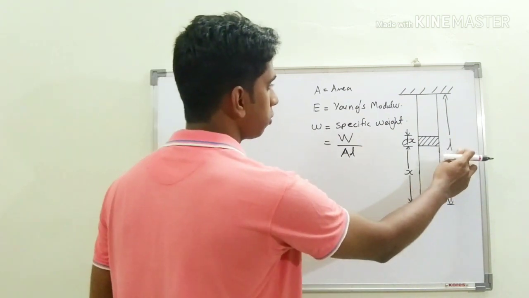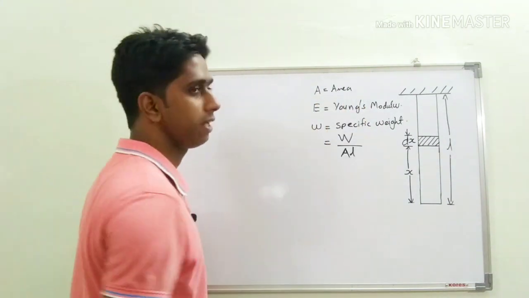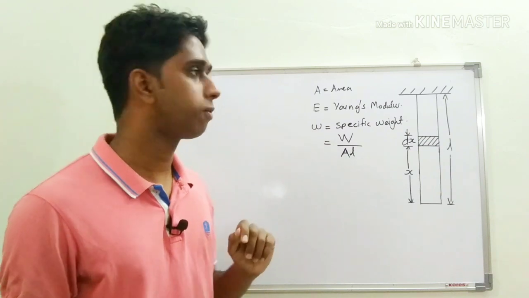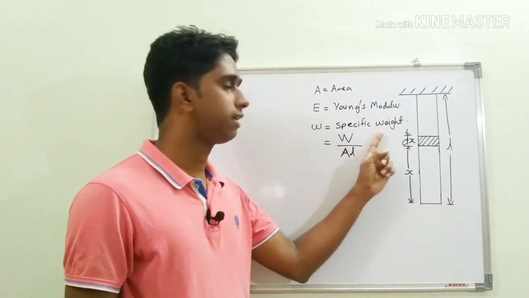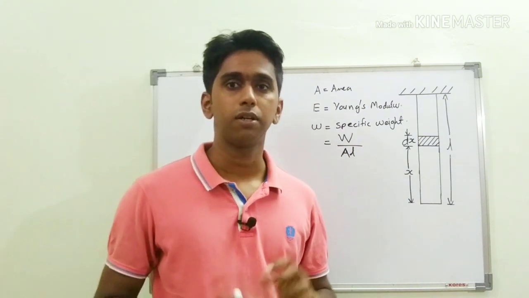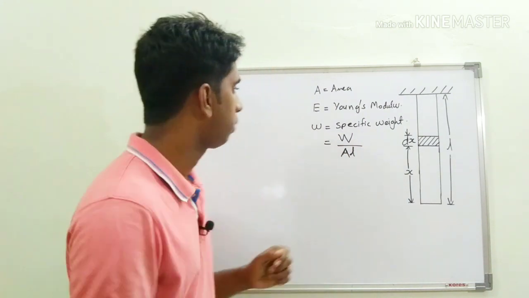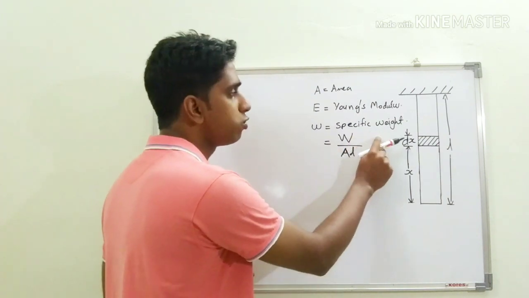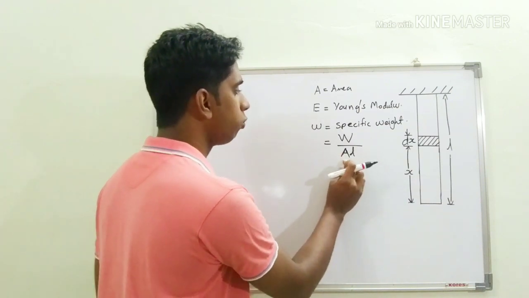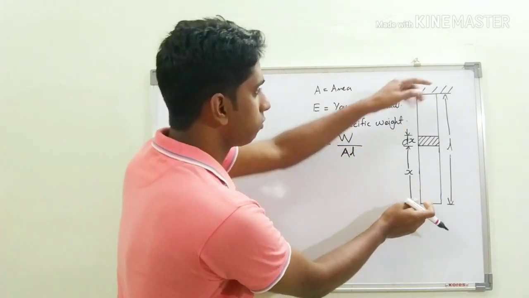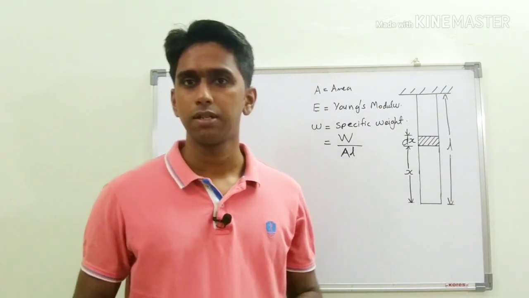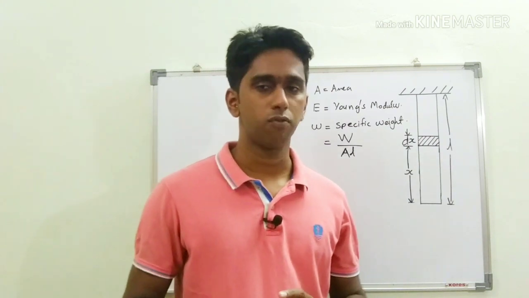Let L be the length of the material, A the cross-sectional area, and E the Young's modulus. Here I have included one more variable, small w, which is the specific weight. Specific weight means the weight per unit volume. I have taken capital W as the total weight of the material, divided by volume. Volume means cross-sectional area into length, the total volume of the material. So small w represents the weight per unit volume.